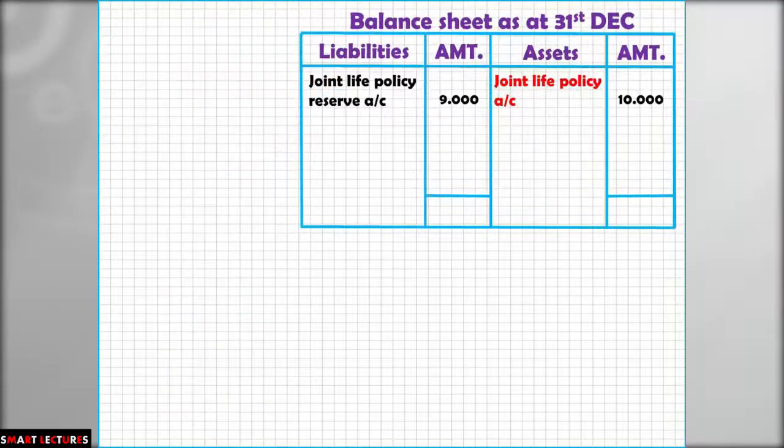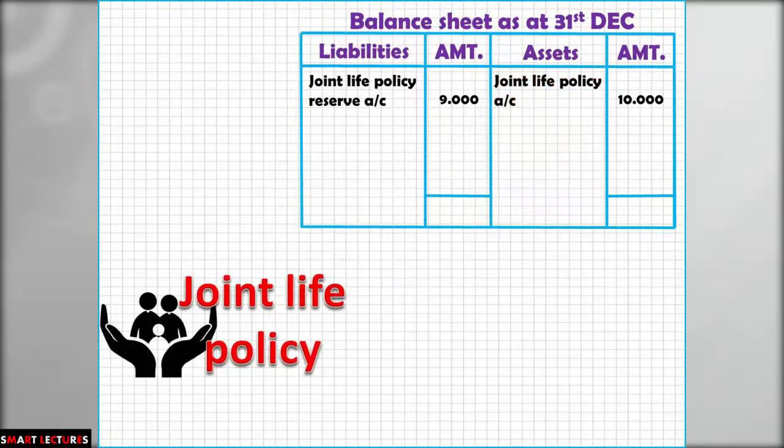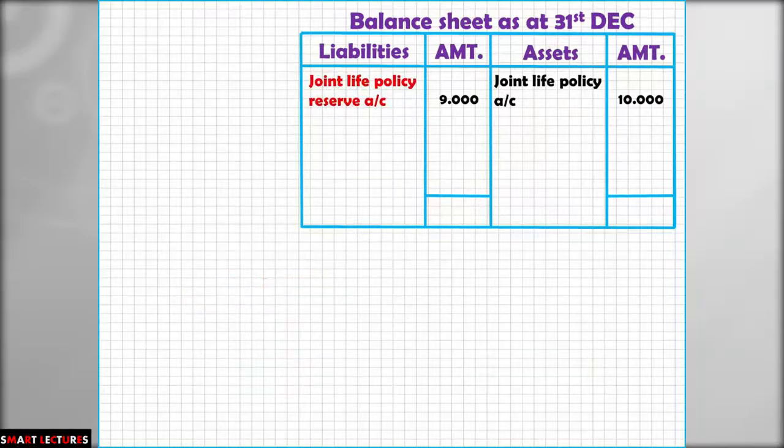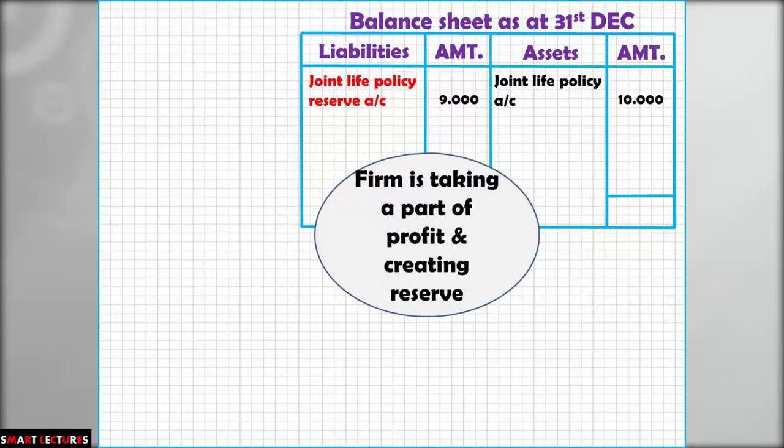If you find joint life policy item on the asset side, it means that is the surrender value of the joint life policy. So one thing is clear, that joint life policy is being treated as an asset. But if you find any joint life policy reserve on the liability side, it means the firm is creating reserve for the joint life policy expense account. It means the firm is taking a part of profit and creating reserve. So there are two options.